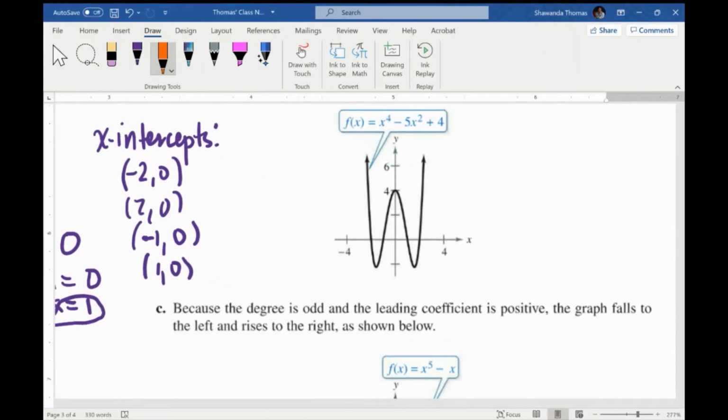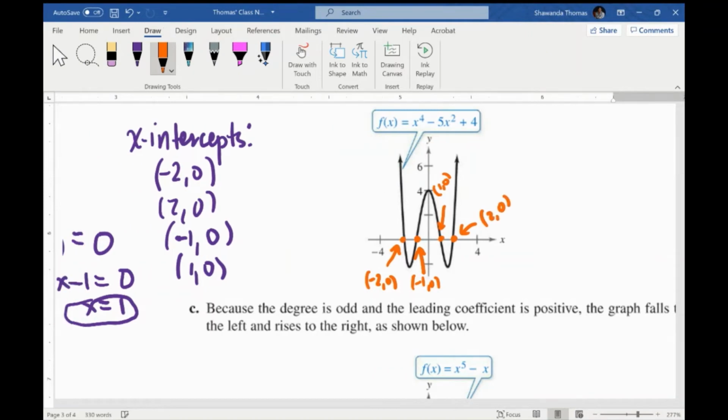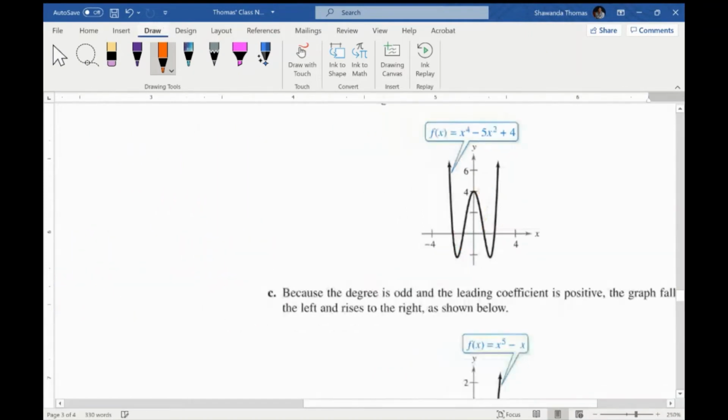All right, what point do you think this one is? Right there. (-2, 0). Yep, probably. This one, (-1, 0). This one, (1, 0). And this one, (2, 0). Correct. Any questions?